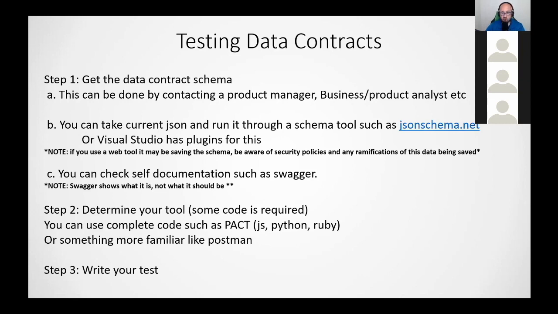So determine your tool. In most of these, some code is required. You can use something that's complete code, such as Pact. Pact supports JavaScript, Python, and Ruby. There are some really great Medium articles on how to get started with Pact in their data contract testing. Or we can use something familiar like Postman, and I'll show you how to do that. And then step 3 is obviously write those tests.